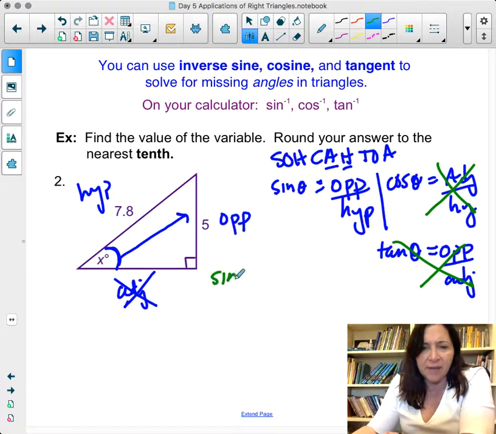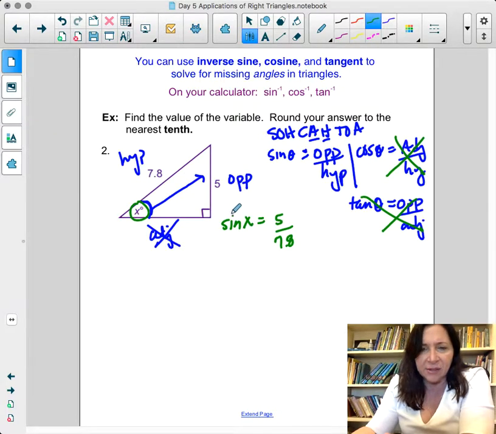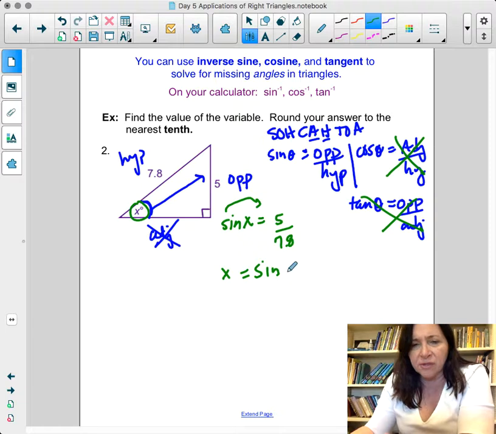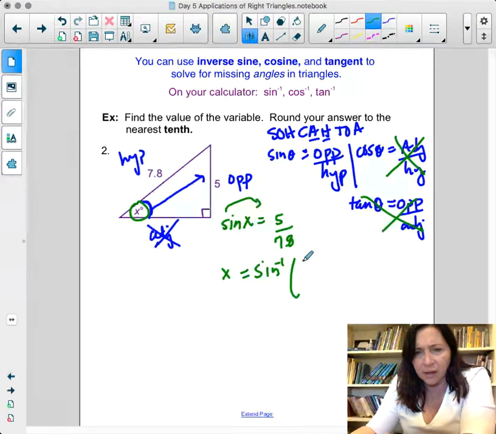Because sine of the angle, and in this case they're using x, so sine of x is equal to the opposite side over the hypotenuse, which is 7.8. And so in order to isolate the x, we're going to take the sine and move it to the other side. The act of doing that is called arcsine. It's an inverse. So you say arcsine of 5 over 7.8.